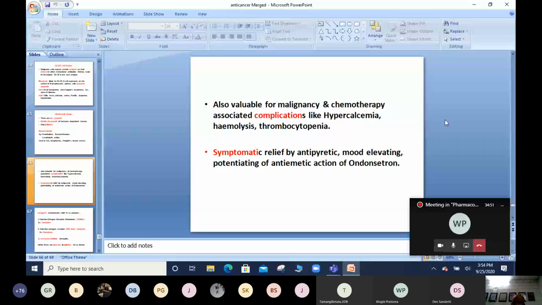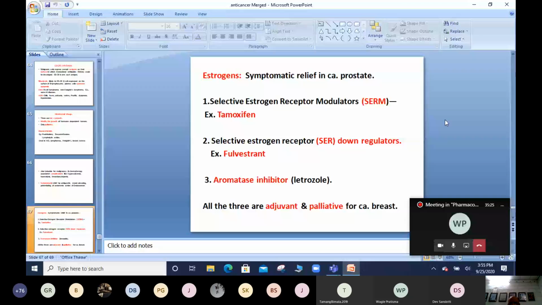Next is estrogens, estrogen hormone. In general, estrogen hormone will give symptomatic relief in carcinoma prostate cancer. In that, there are 3 types of estrogen related drugs. One is called SERM, selective estrogen receptor modulators. Example, tamoxifen.